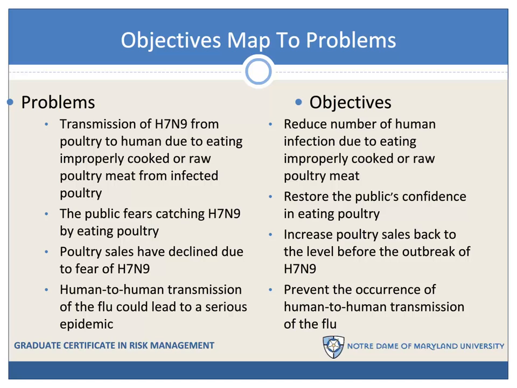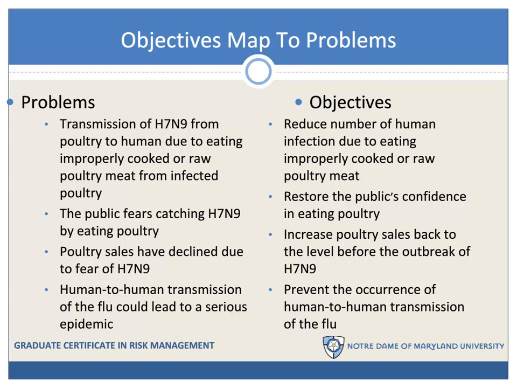Poultry sales have declined due to fear of H7N9. Our objective would be to increase poultry sales back to the level before the outbreak of H7N9. Human-to-human transmission of the flu could lead to a serious epidemic. The objective is to prevent the occurrence of human-to-human transmission of the flu.